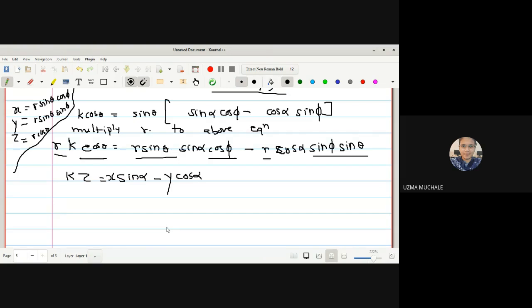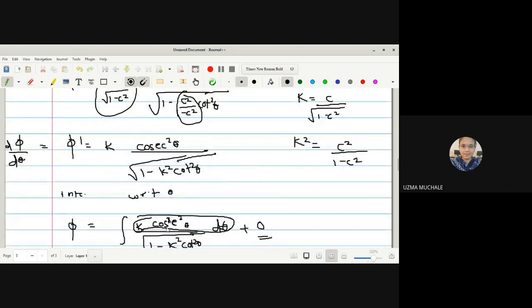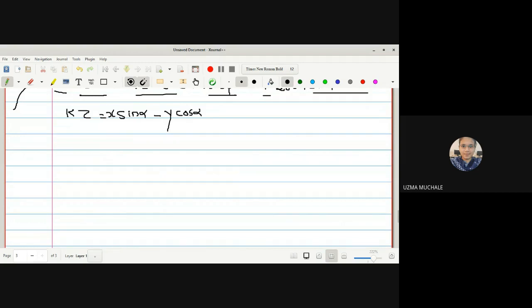So what is this equation? Alpha is some constant of integration we have introduced. Alpha is a constant, meaning sin alpha and cos alpha are fixed values, just like a number. K is also a constant of integration. Do you know the value of k? We had substituted: k is c upon under root of 1 minus c square. c was also one constant of integration. So sin alpha, k, all these are constants of integration, so we can consider them as constants. So kz is equal to x into some constant minus y into some other constant, which is just like the equation of a plane passing through the origin.